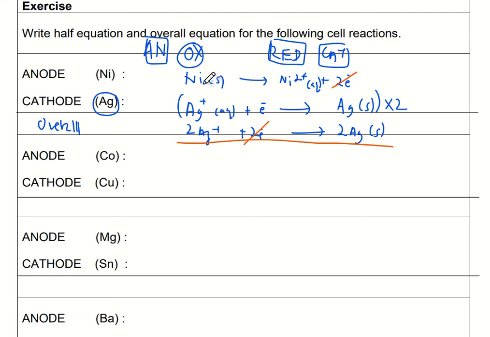Next you put the left side, which is your reactant, and the right side, which is your product. So you draw all of this: nickel solid plus 2Ag plus aqueous, and then you produce nickel 2 positive aqueous plus 2Ag solid. So this is your answer.